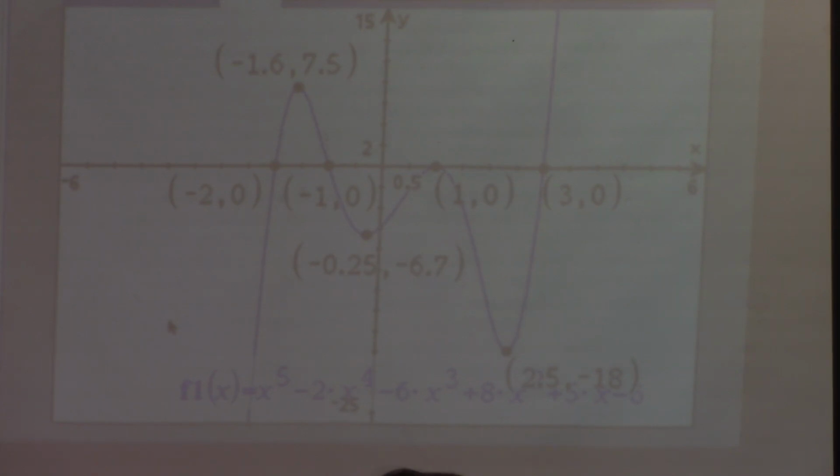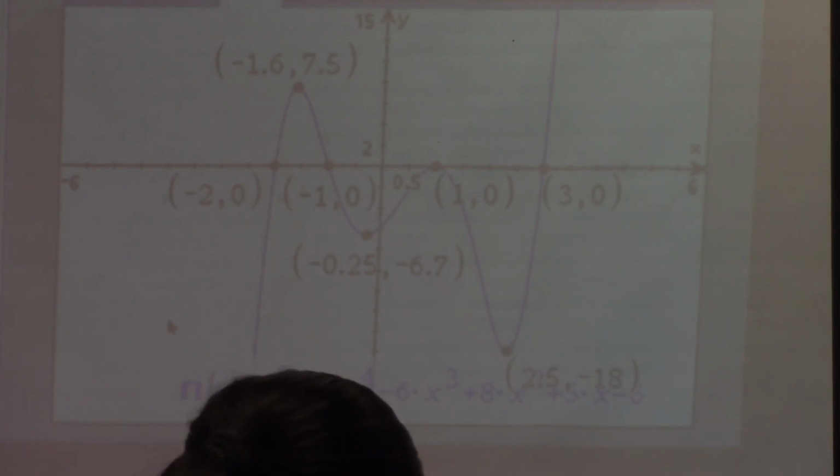When we're talking about range, remember that's my output. So graphically, does it ever quit going down? So my minimum y is -infinity. Does it ever quit going up? So my maximum y is positive infinity, so -infinity to positive infinity. Does that make sense?